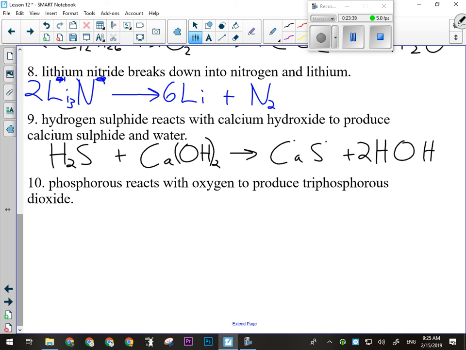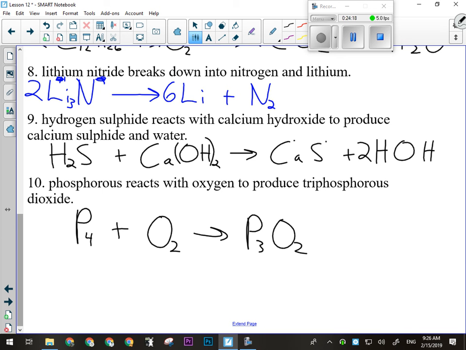And then our last one, phosphorus. Is phosphorus a special element? Yeah, very special. In fact, it comes as a P4 when it's by itself. So phosphorus reacts with oxygen, which is also special, comes as O2, to produce triphosphorus, that's P3, dioxide, O2. All right, so this one will be a little bit trickier for balancing because we got lots of things to look at. What kind of reaction is that? It's a synthesis reaction. Element plus element gives compound.